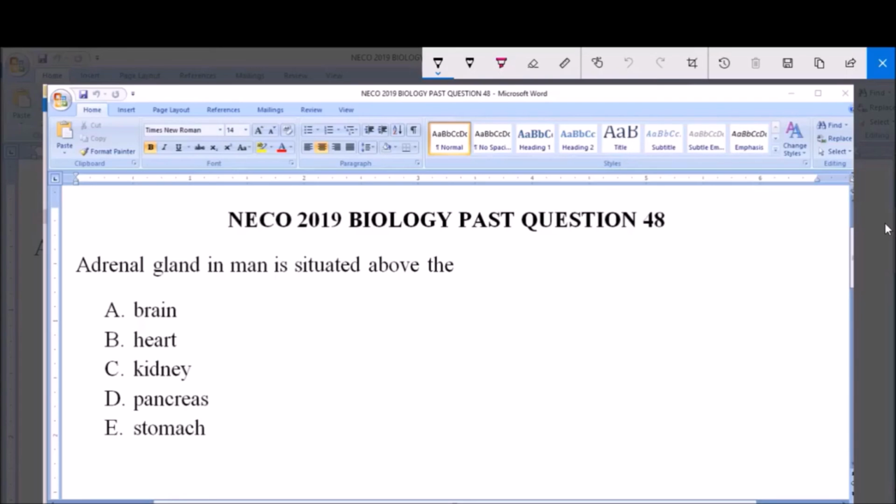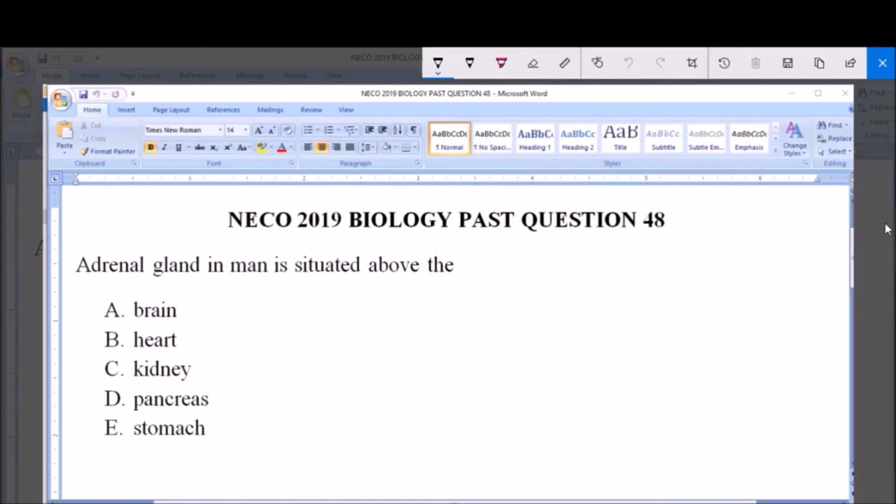I will be answering Neco 2019 Biology Past Question 48. Adrenal gland in man is situated above the A. brain, B. heart, C. kidney, D. pancreas, and E. stomach.